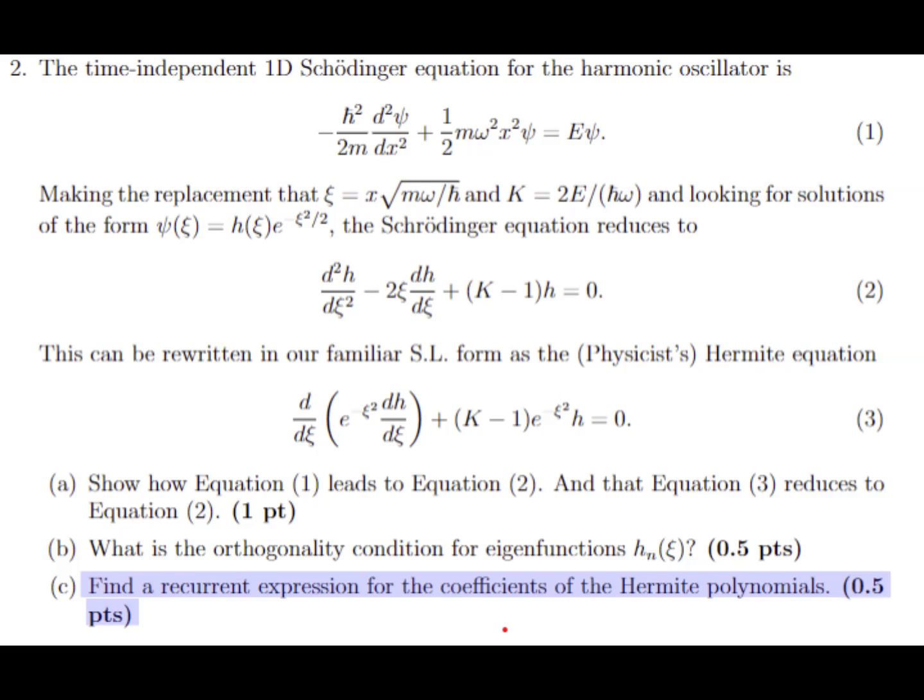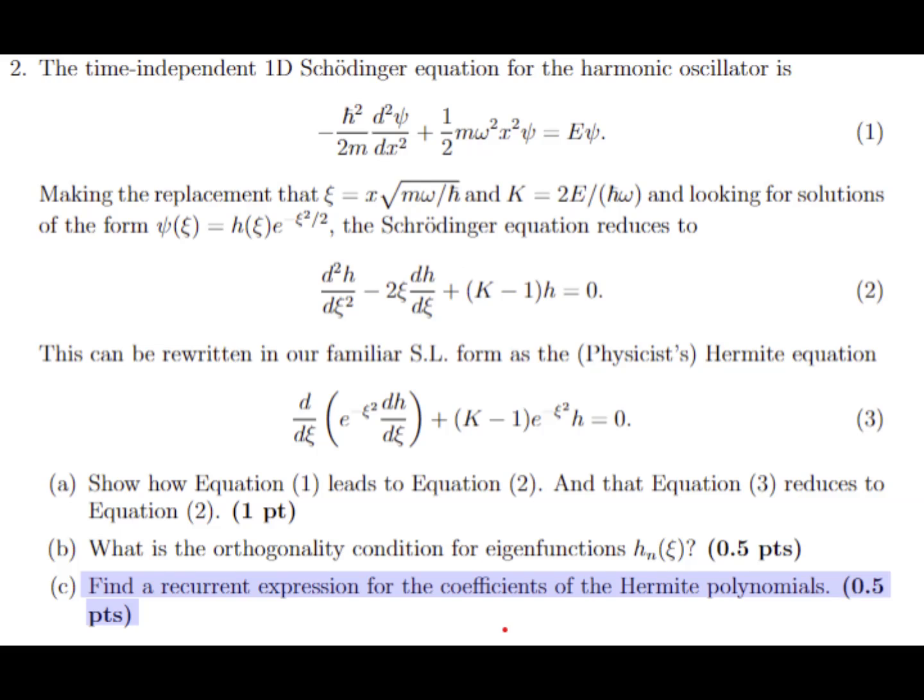the Greek letter. I had to look it up because I didn't know. It's xi. Xi, that's how you pronounce it. Anyway, xi equals x square root of m omega over h bar, and k equals 2e over h bar omega.